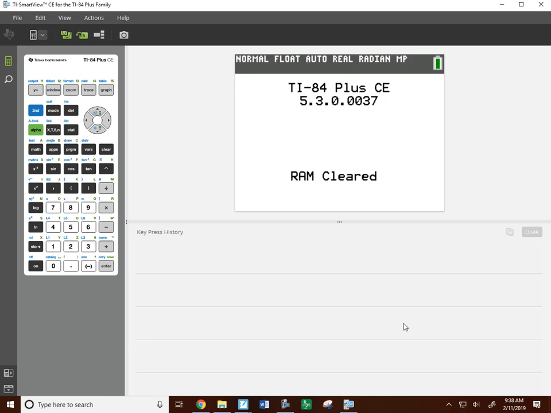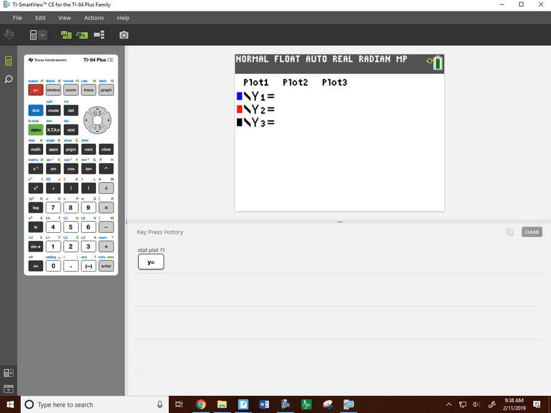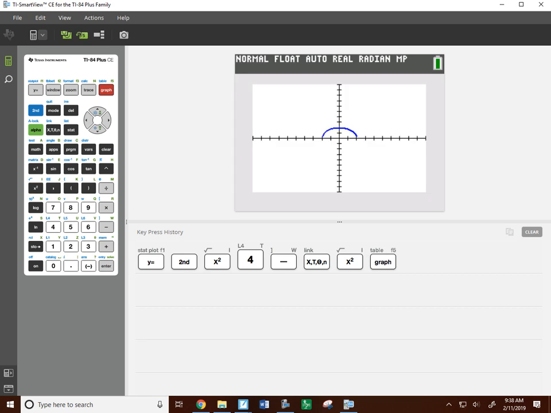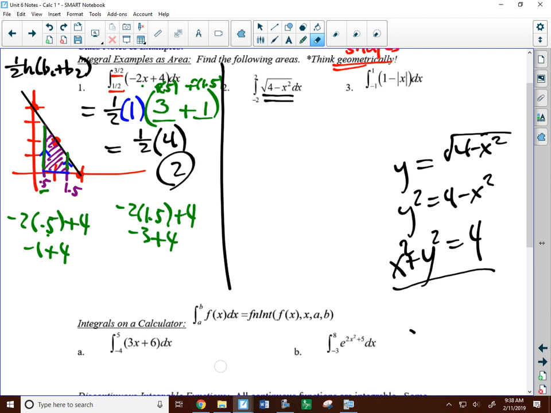Here, I guess I'll, might as well now. Square root of... okay, so right there, and that's fine. So notice the semicircle goes from -2 to 2, and it goes up to a y value of 2. All right, so I'm going to make a little sketch of that.